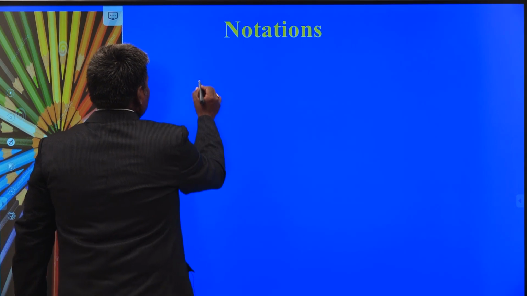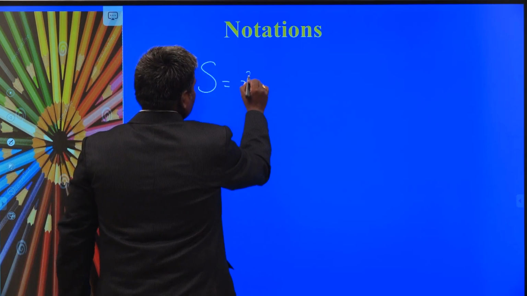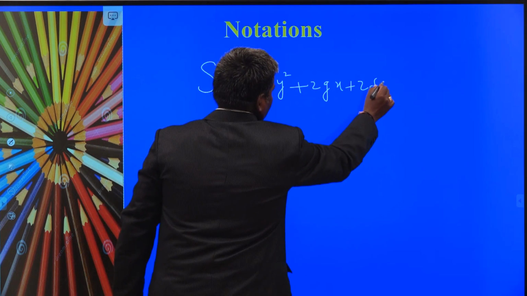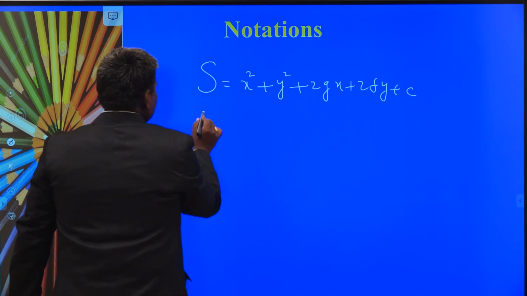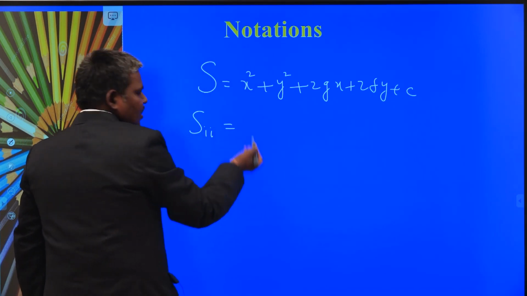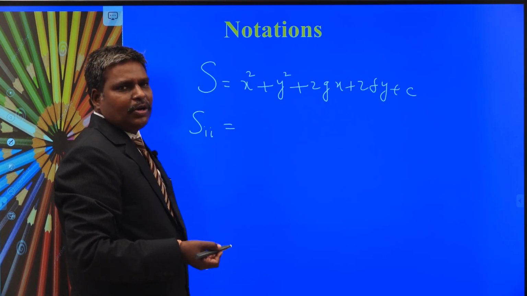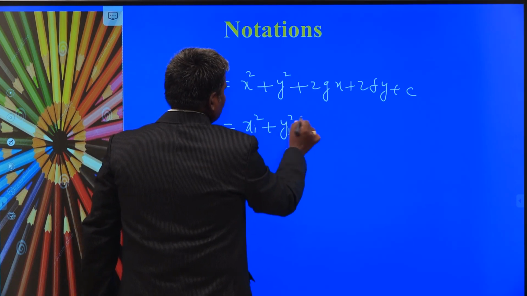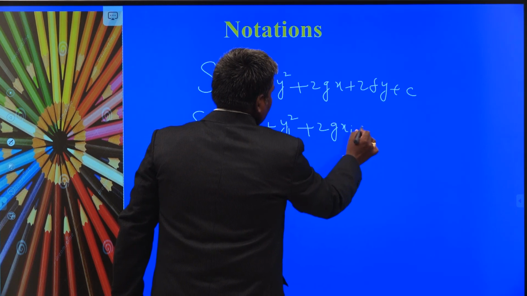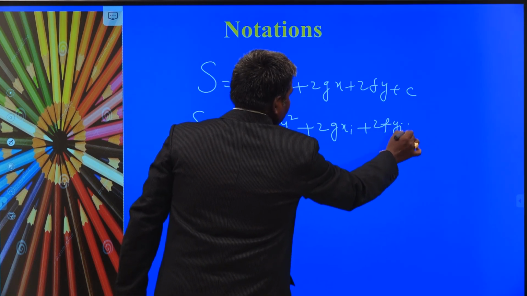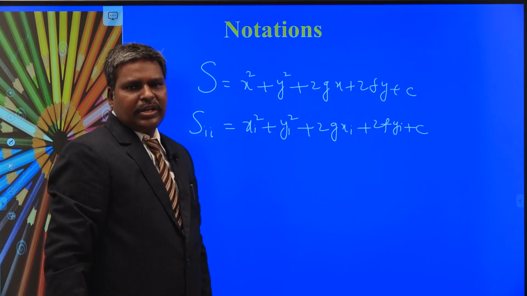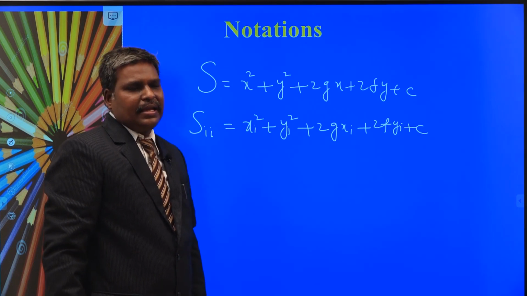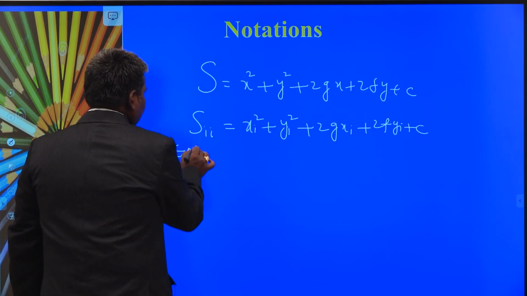Let us see another notation. We have already S is what? x square plus y square plus 2gx plus 2fy plus c. The next notation is Sii. Replace j by i in the above Sij formula. Sii is nothing but xi square plus yi square plus 2g xi plus 2f yi plus c. This is the notation. That means you just substitute xi comma yi in your S, and we obtain Sii. Here i also belongs to natural numbers.